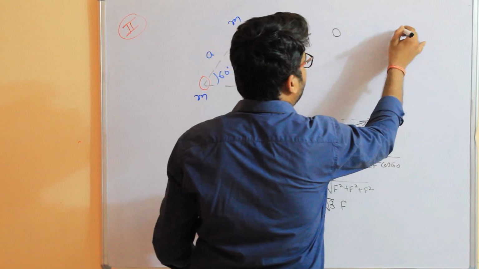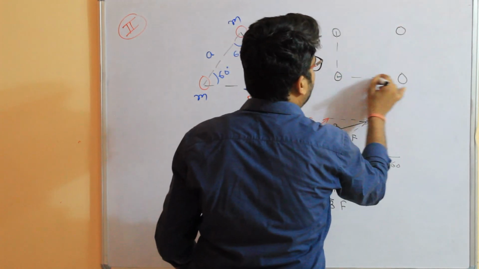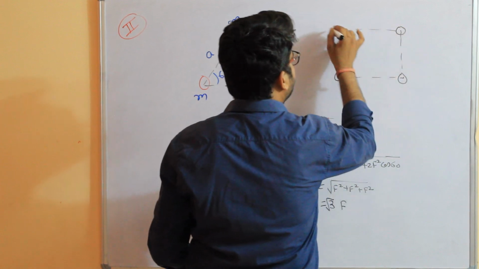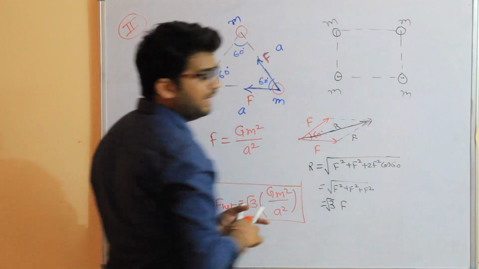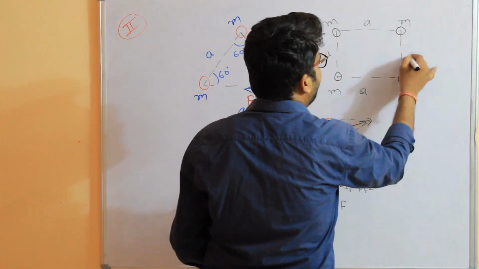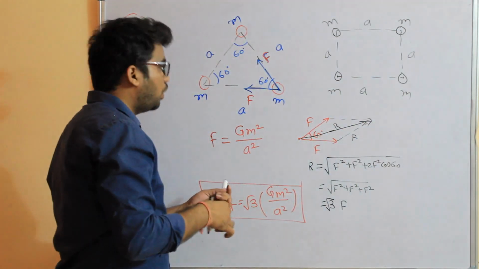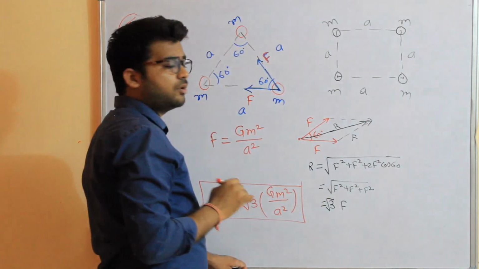Let us suppose we have 4 masses, right? M, which are placed at the vertices of a square, and they are asked what is the net force on this small m due to all the other small m.